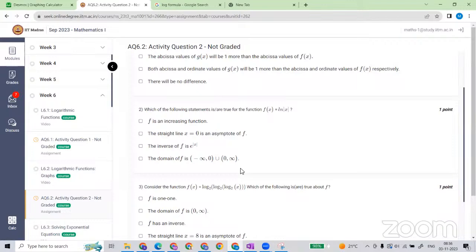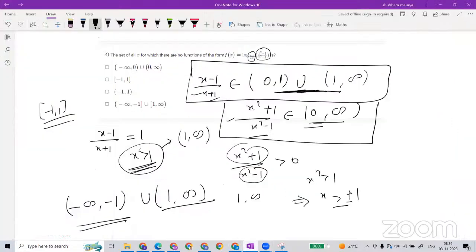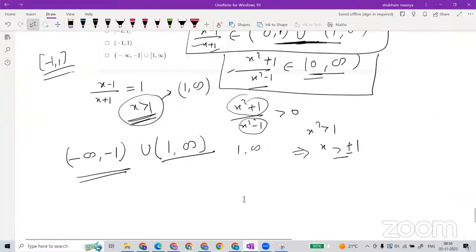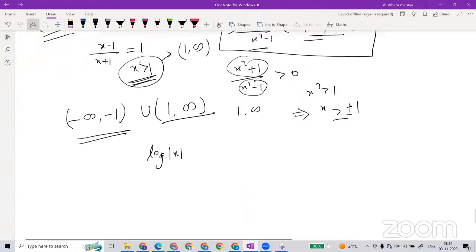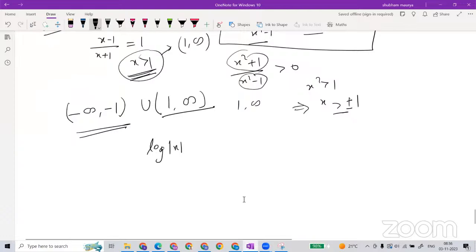I got one answer correct, sir. Actually, the answer for f of x equal to ln of mod x, it is an increasing function only, right, sir? But the answer key is not saying it. No, not necessarily. Let's draw the graph here, if you are not able to.